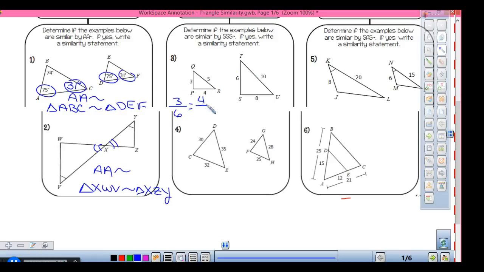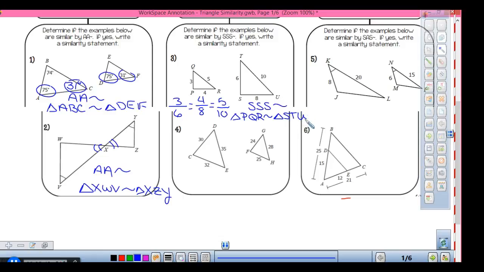4 goes with 8, because that's the middle one. And 5 goes with 10. Are all those equal? Yeah, they all equal what? 1/2. So, yes, we would say side, side, side similarity. And then we could say triangle PQR is similar to triangle. What goes with P? S. What goes with Q? T. What goes with R? U.